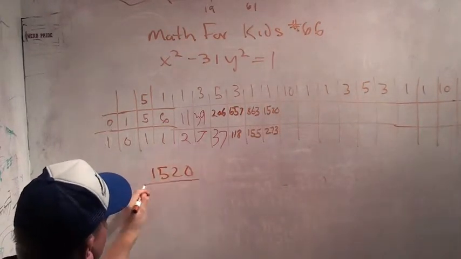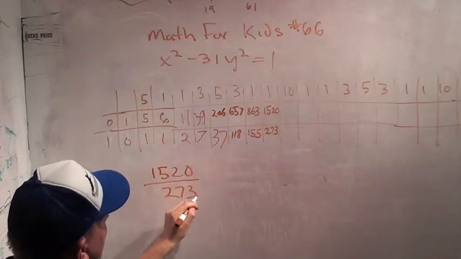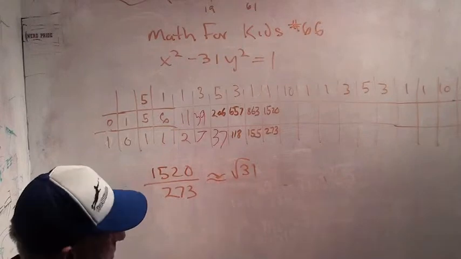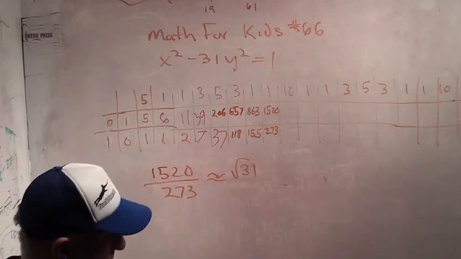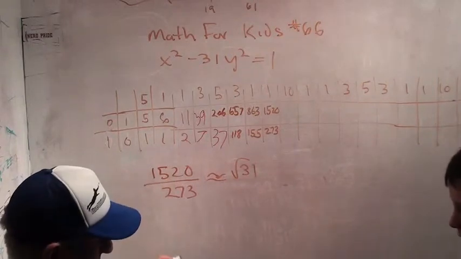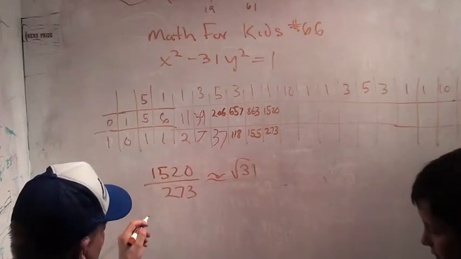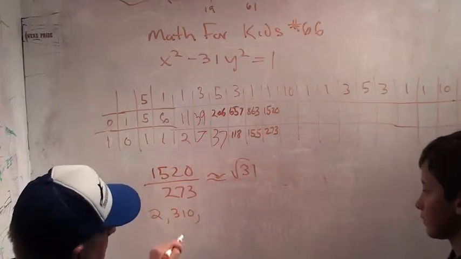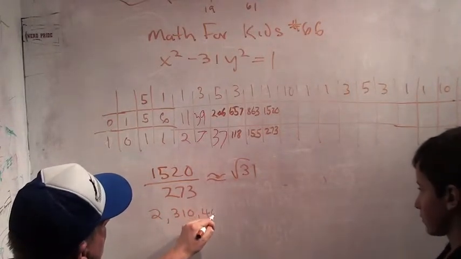1,520 over 273. Does this approximately equal the square root of 31? I don't know what 1,520 squared is, do you? Do you have it down? I did. Luckily I wrote it down. It's 2,310,400. Wow.